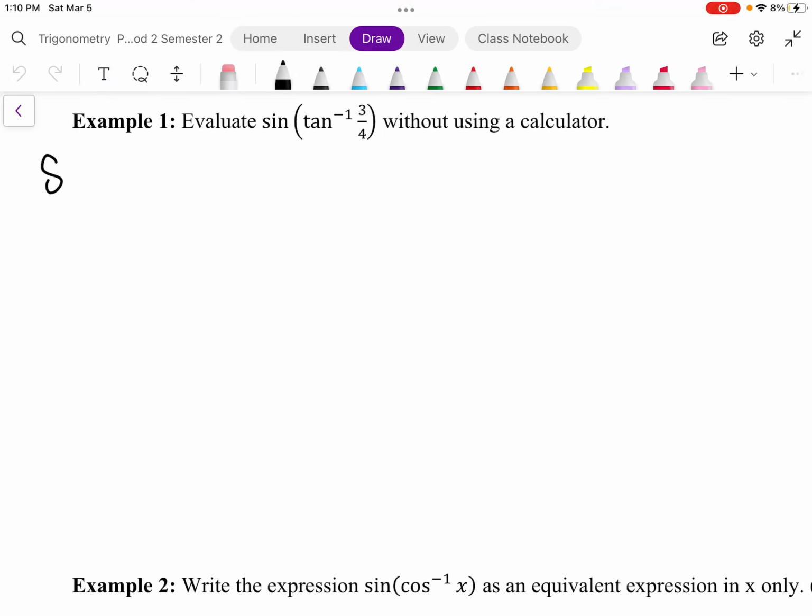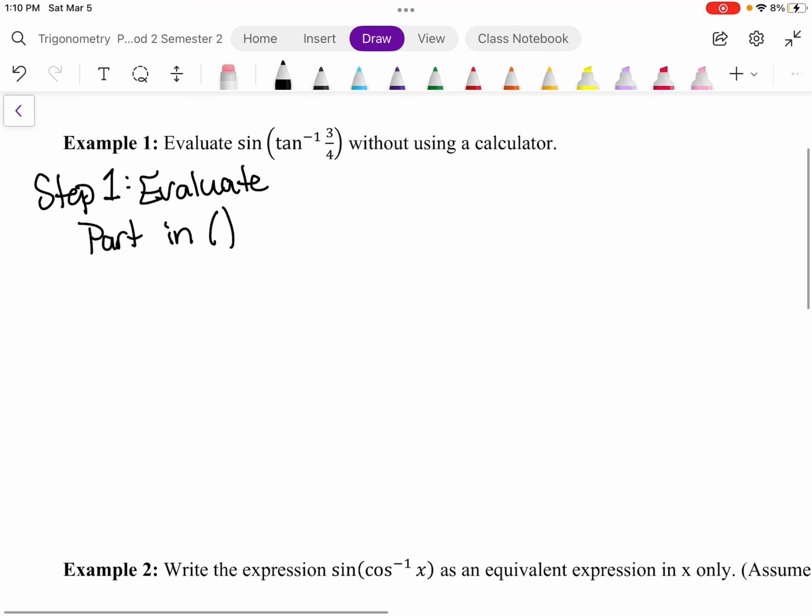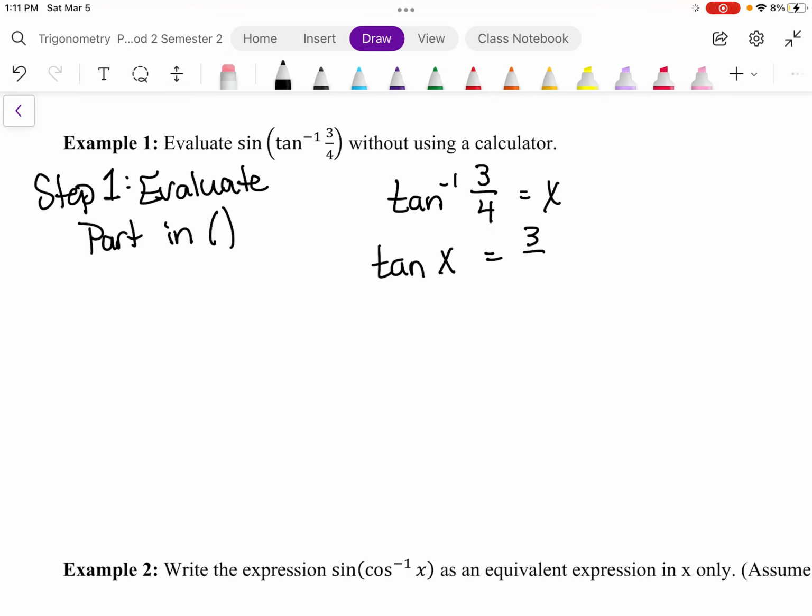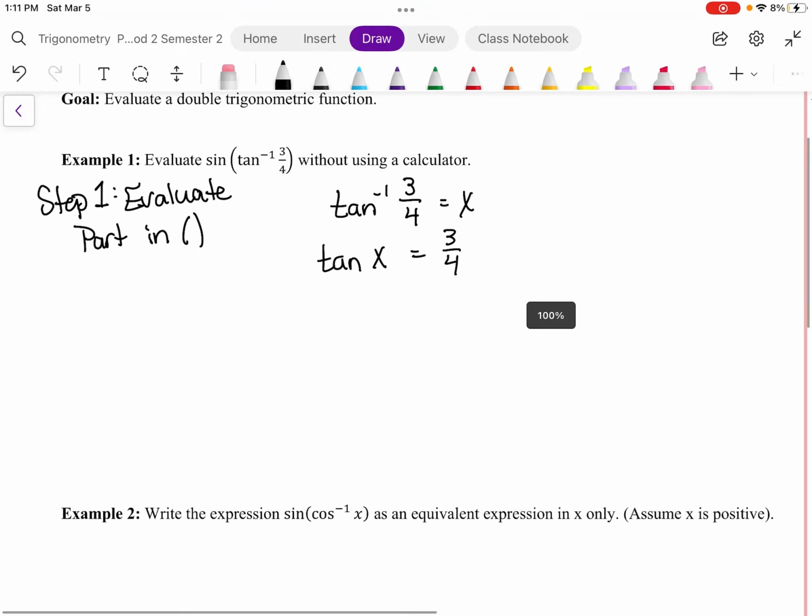So step 1 for this, we are going to evaluate the part in parentheses. So for this one, step 1, we are going to figure out what tangent inverse of 3/4 equals. And this is the same thing as saying tangent of a value x equals 3/4. And what we're looking for is x.